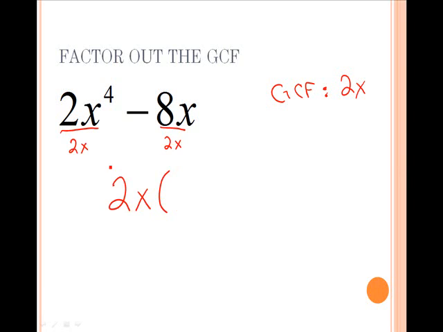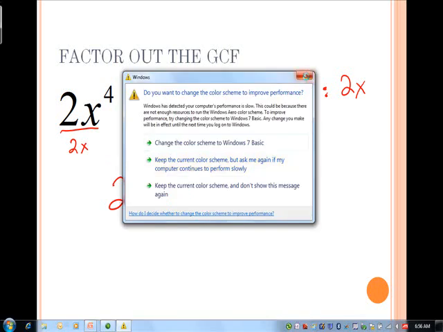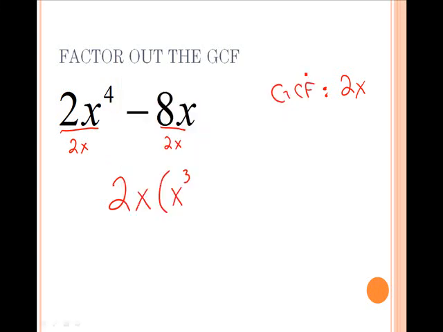Well, with the first term, the 2's are going to cancel. I have 4 x's on the top in the numerator. I have 1 on the bottom in the denominator. So I'm going to have 3 x's left over. And in the second term, the x's are going to cancel, but I'm going to have 2 going into 8 and leaving a 4, not forgetting the minus. And that is our finished product.